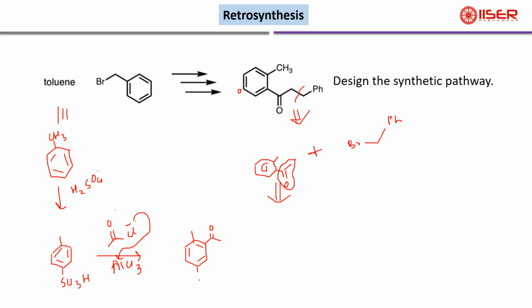the next step. Now we have to remove the SO3H group because its purpose is done, and in your target molecule there is no SO3H group. So if you just add water and heat it, it is removed from the system as sulfuric acid.